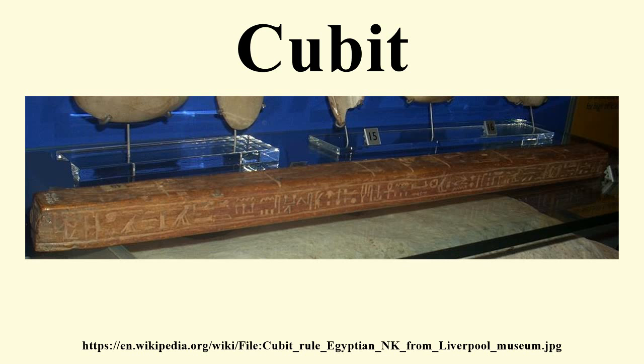Other systems. Other measurements based on the length of the forearm include some lengths of the ell, the Chinese chi, the Japanese shaku, the Indian hasta, the Thai sok, the Tamil kai, the unit of measurement, and the Khmer hat.